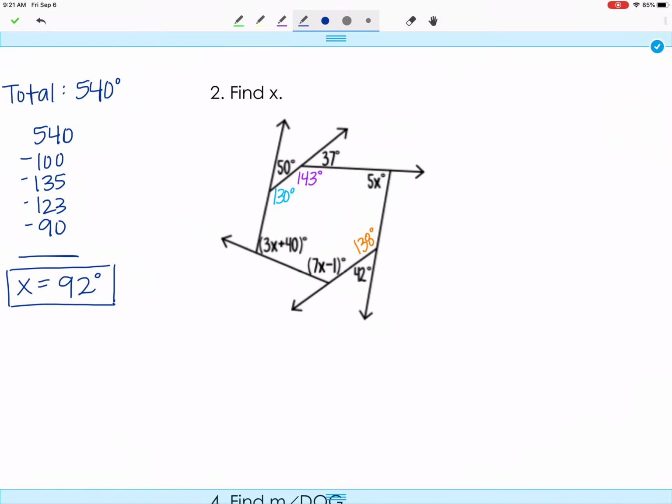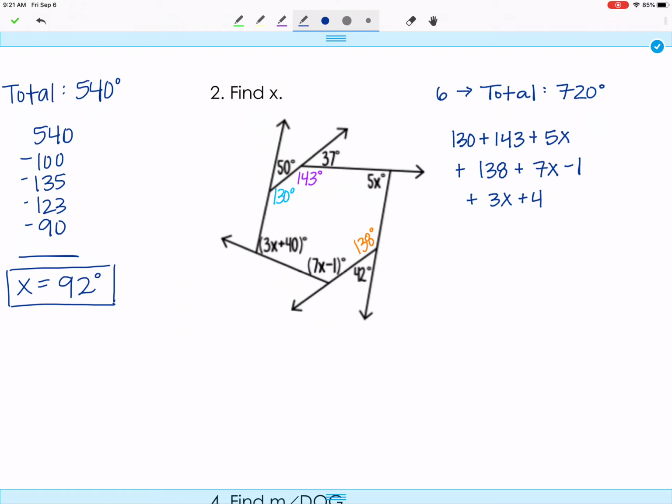So back up to the top, we see we have 1, 2, 3, 4, 5, 6 sides. So if I do 6 minus 2 times 180 degrees, that's a total of 720. All right, so what we have here is 130 plus 143 plus 5x plus 138. We just got to total them all up. 7x minus 1 plus 3x plus 40. If we were to put all of that together, we would get 720. Everything on the inside of the shape.